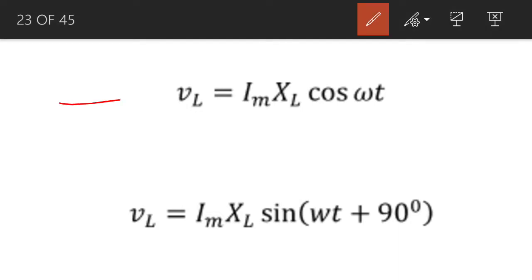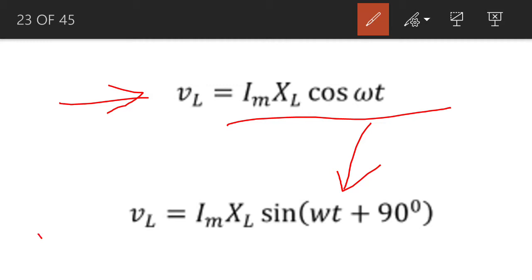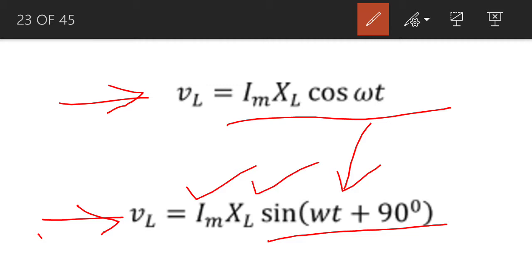The AC voltage across the inductor is equal to the maximum value of the current times XL times cos of omega t, and cos of omega t can be written as sine of omega t plus 90 degrees. So the voltage across the inductor is equal to the maximum value of the current times XL times sine of omega t plus 90 degrees.